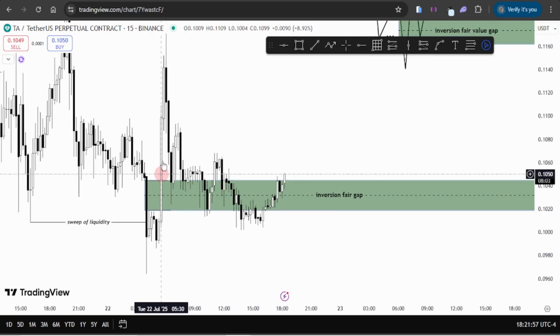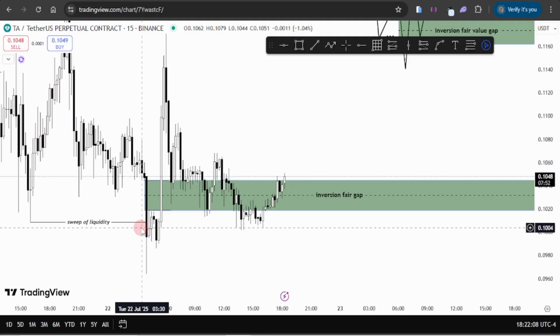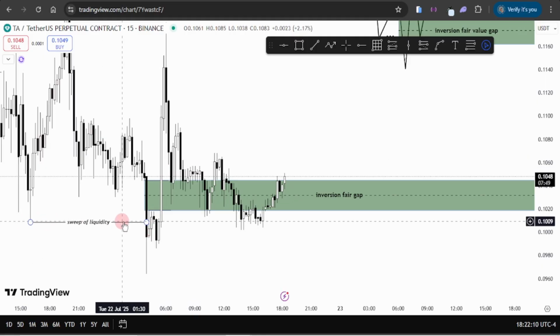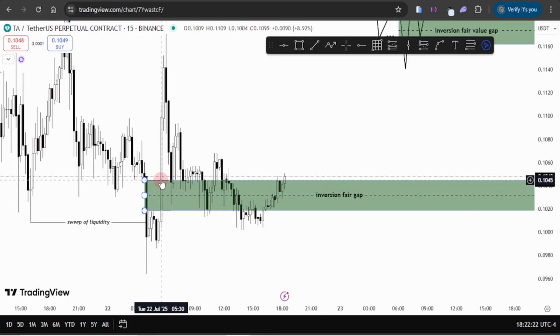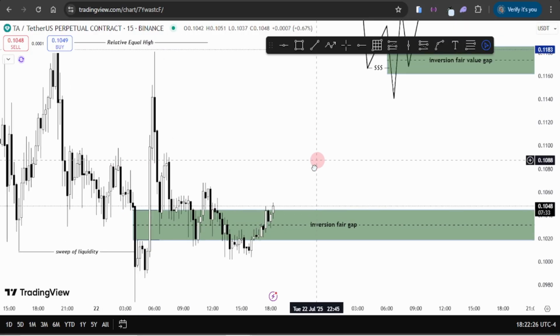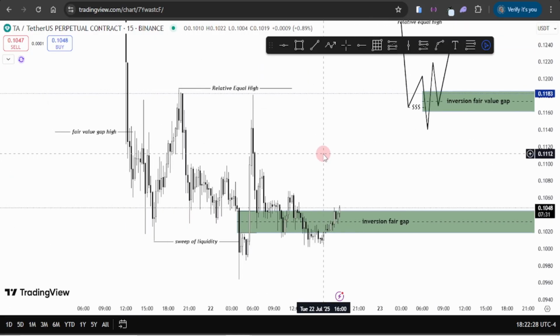Okay, so this gave us a premise to start framing buy positions once this candle closed above here. This low was the first premise. Now the second confluence is the close of a candle, which is actually bullish, above this fair value gap. So that's the second premise.